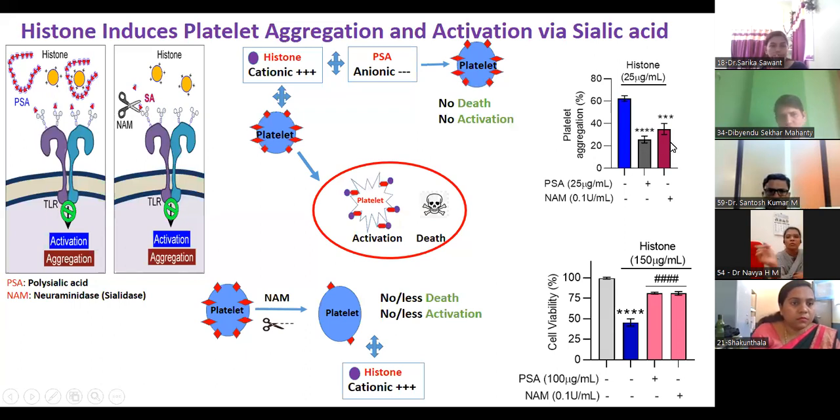We found a similar trend in case of neuraminidase treatment also. We got the same type of results in case of viability. This clearly suggests histones are interacting with the sialic acid content of TLR2 and 4 receptors.